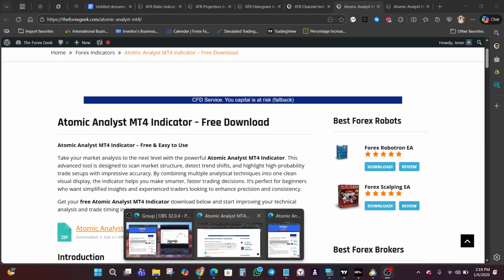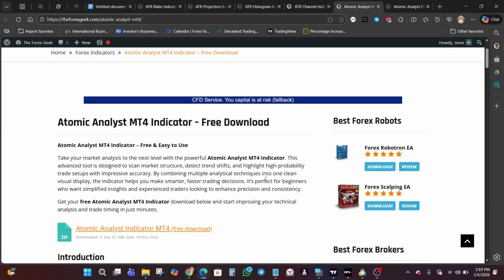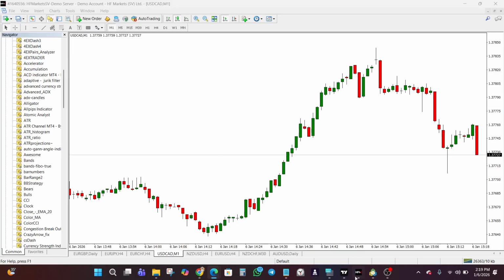Just go to the Forex Geek website. You're going to see the link in the description. Follow the link, both the MT4 version and the MT5 versions, right? You're going to see the link to the web pages for MT4 and for MT5. So click on this MT4 link now, and you're going to download it, and you go to your terminal.